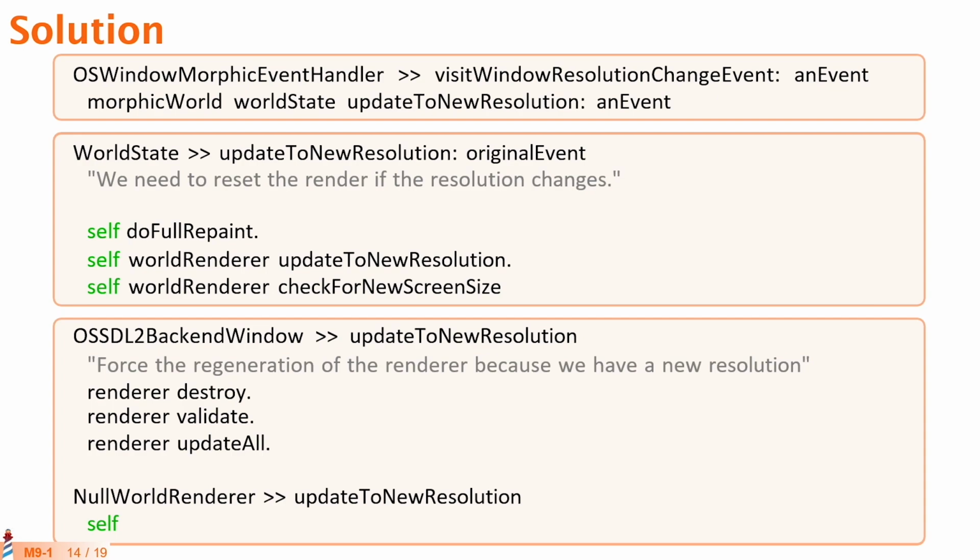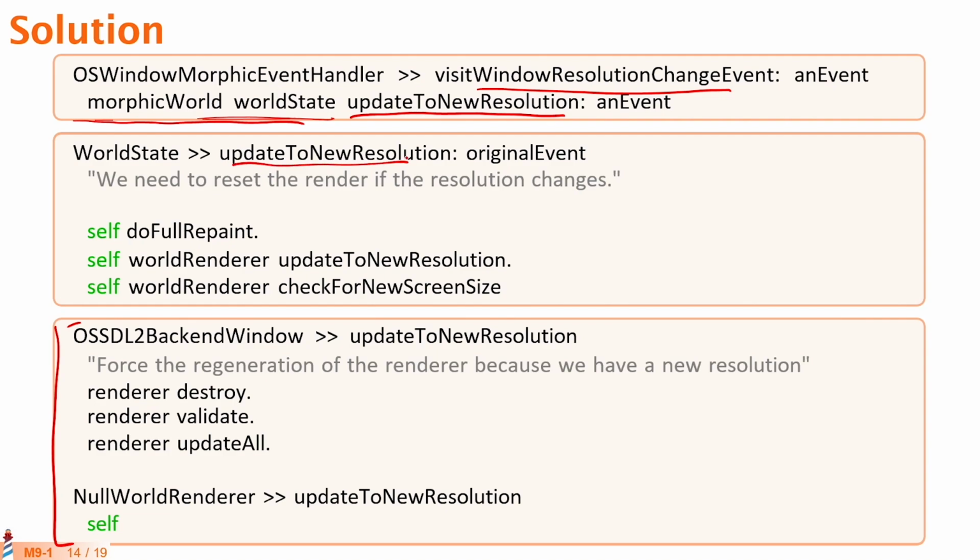So here, for example, this is the original code that was refactored. Now, every time that we visit the resolution change event, we are taking the world state. Here we are not 100% following the law of Demeter, but we are cutting many steps. And we are telling it to update to the new resolution.